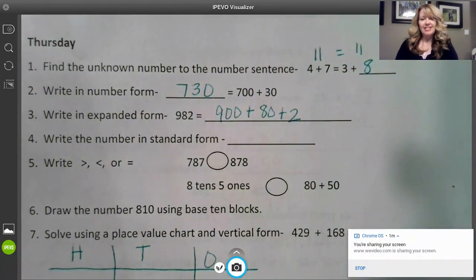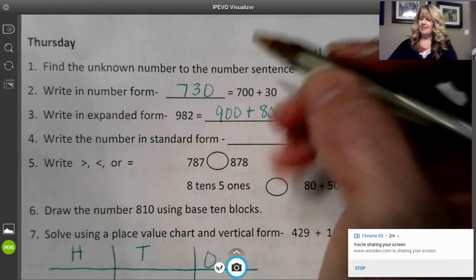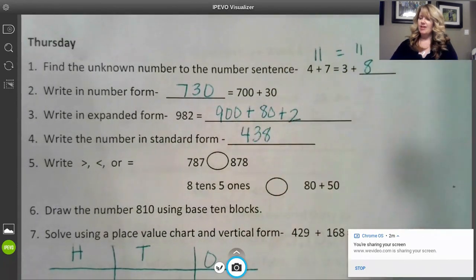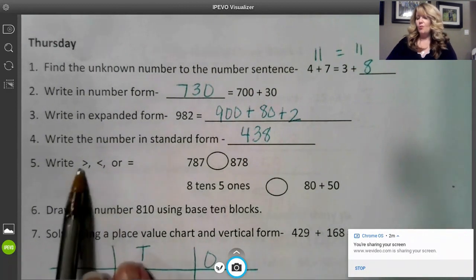Okay, you ready for today's number? Today's number is 438. Did you write that down? You're listening to it and writing it down. 438. You should have written 438. Perfect.